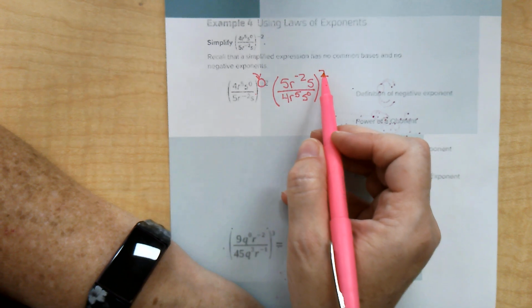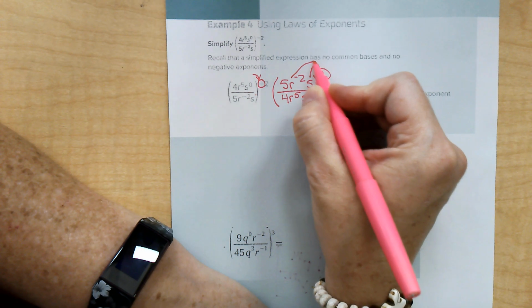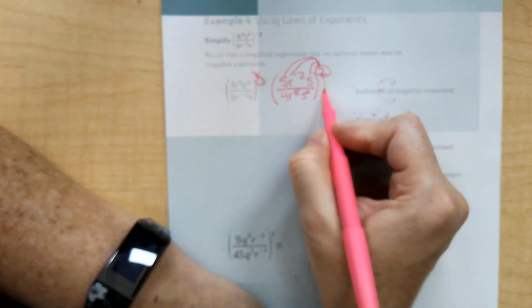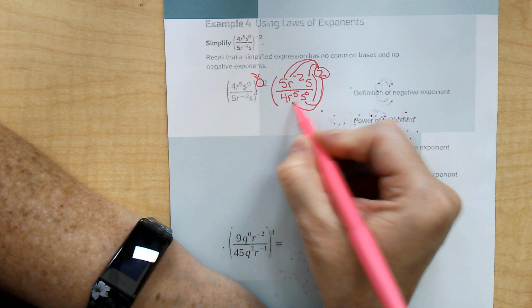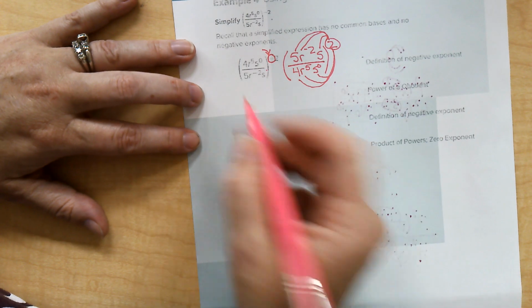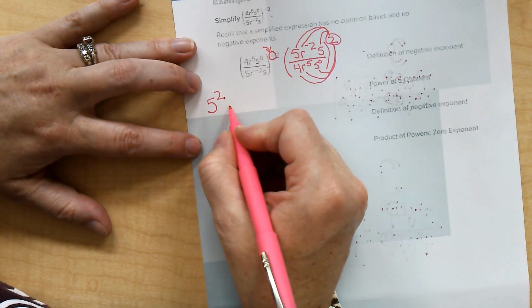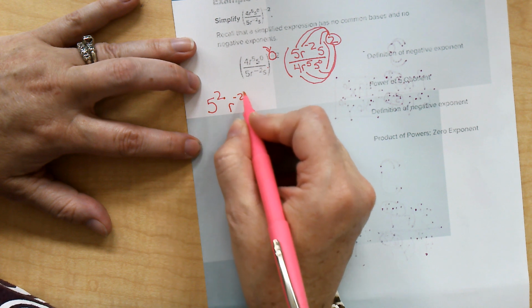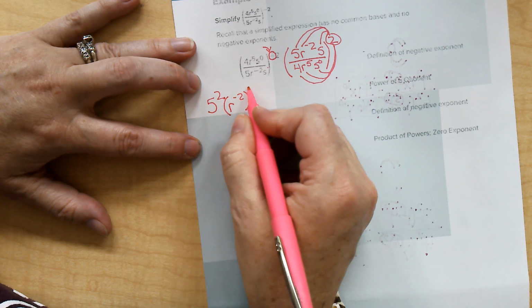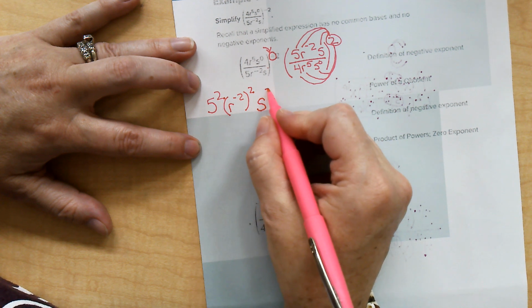Once we have taken care of the negative, then we distribute the 2. To the s that's now on top, the r that's now on top, and the 5. And then the s that's on the bottom, the r that's on the bottom, and the 4. Okay. So the 5 didn't come with its own exponent, we give it the 2. The r came with an exponent of minus 2, put it in parentheses, 2 goes on the outside. The top s didn't come with an exponent, so we give it the 2.